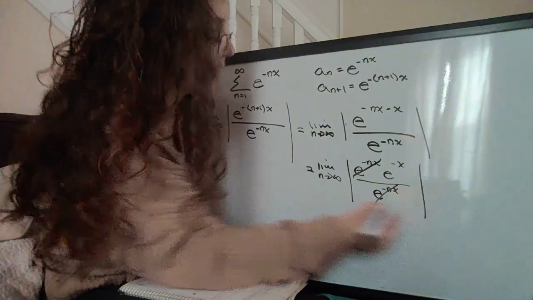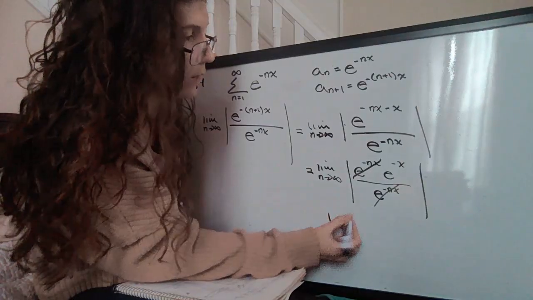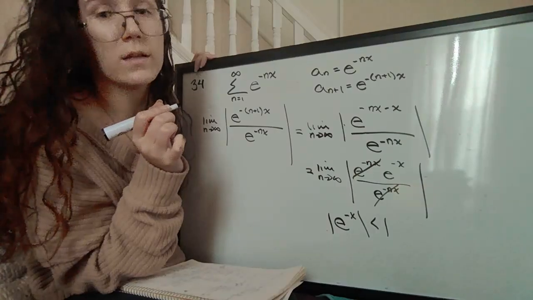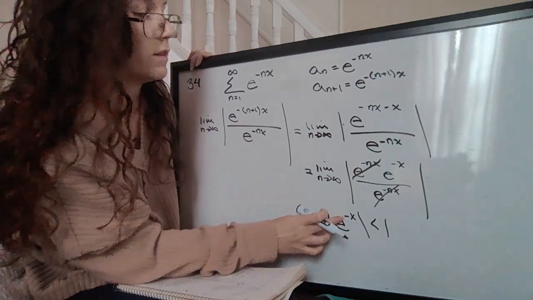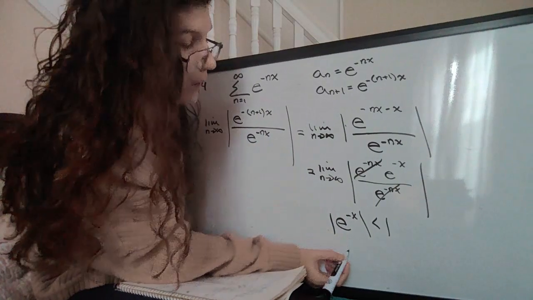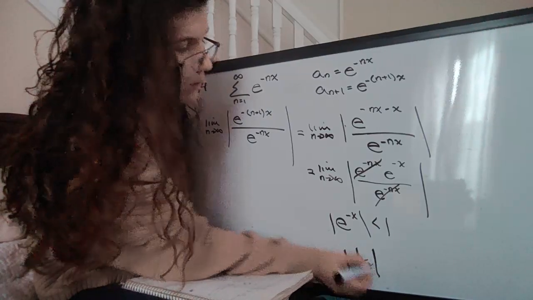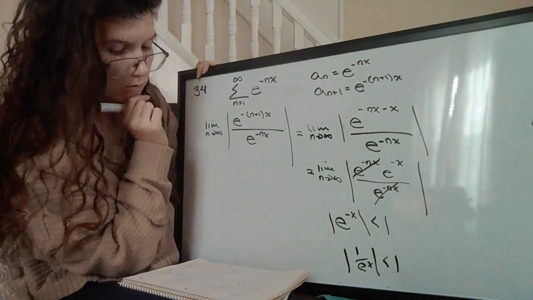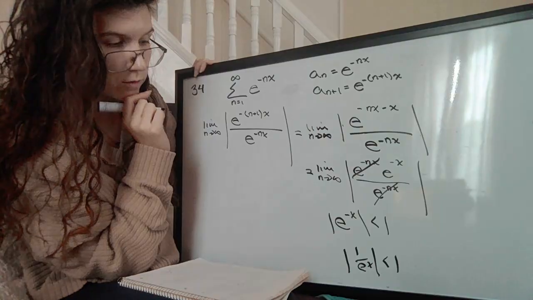And then, since I don't have an n to go into anything anymore, I could just drop that limit. I don't need to keep writing it. And then I'll have e to the negative x, and I need it to be less than 1. And here, whenever we're solving for these problems, it makes the most sense to write these with real numbers. We don't really like negative exponents. They don't mean much to us. But we know that 1 over e to the x equals e to the negative x, right?